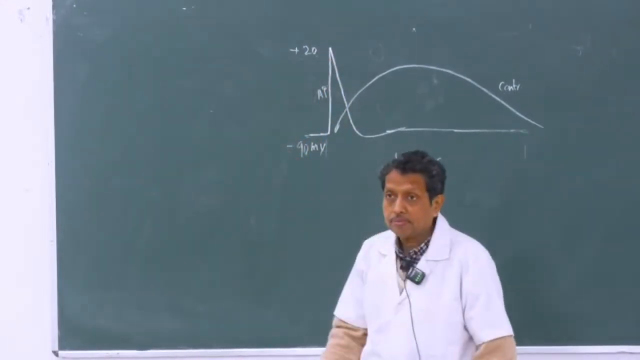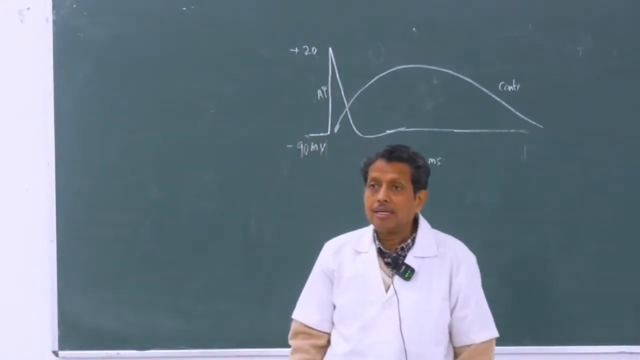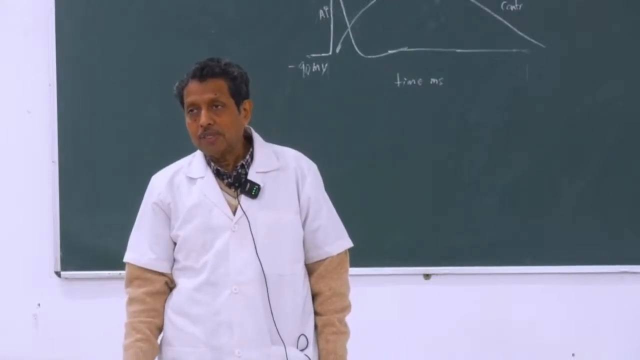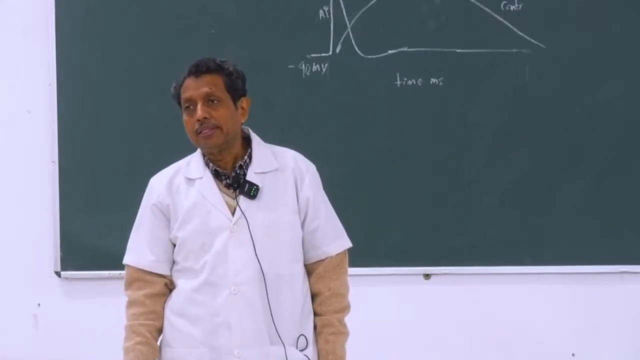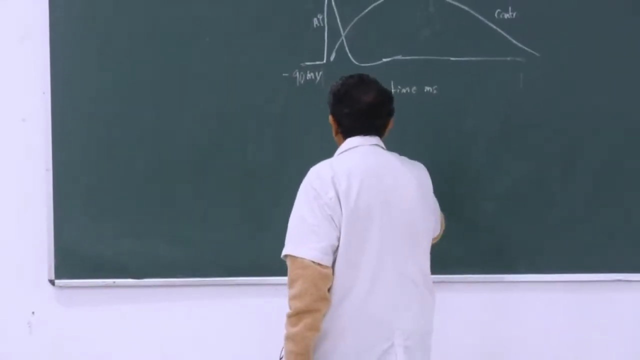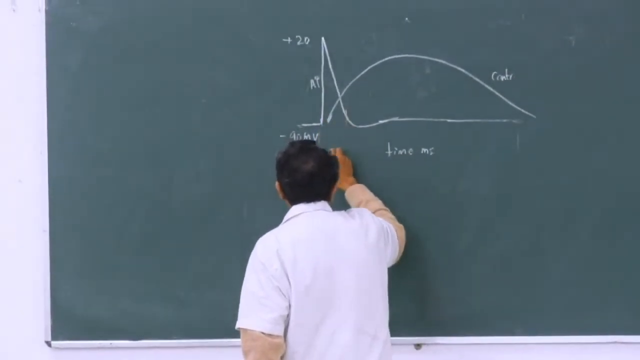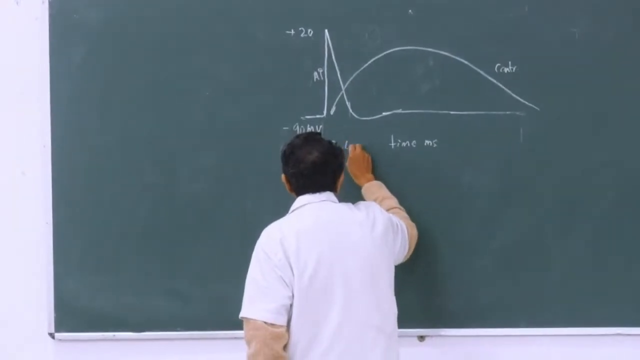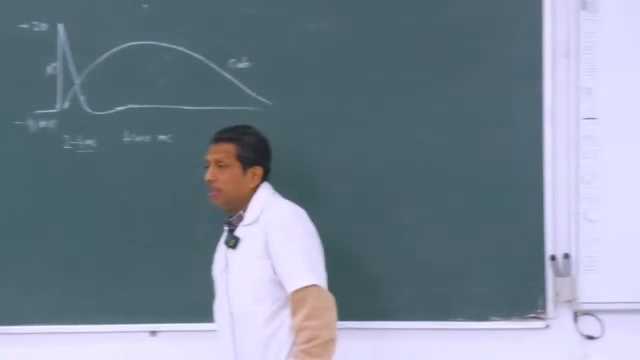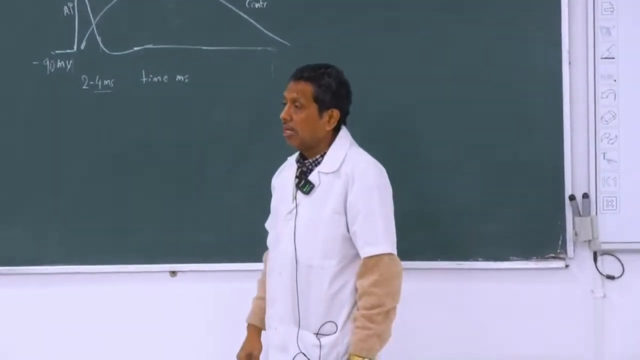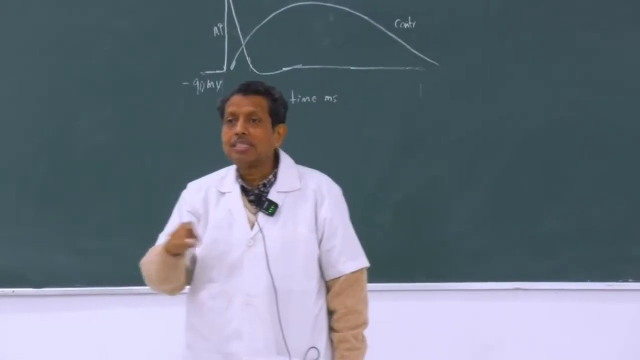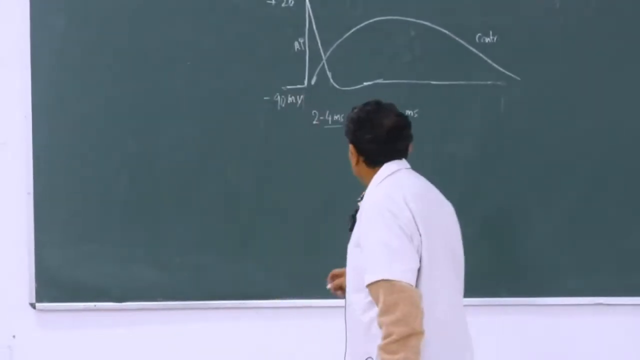The overshoot is plus 20 or so. Action potential: depolarization is followed by repolarization, and the phases are the same. The spike potential in this case is 2 to 4 milliseconds. And the conduction velocity over the sarcolemma is 5 meters per second.